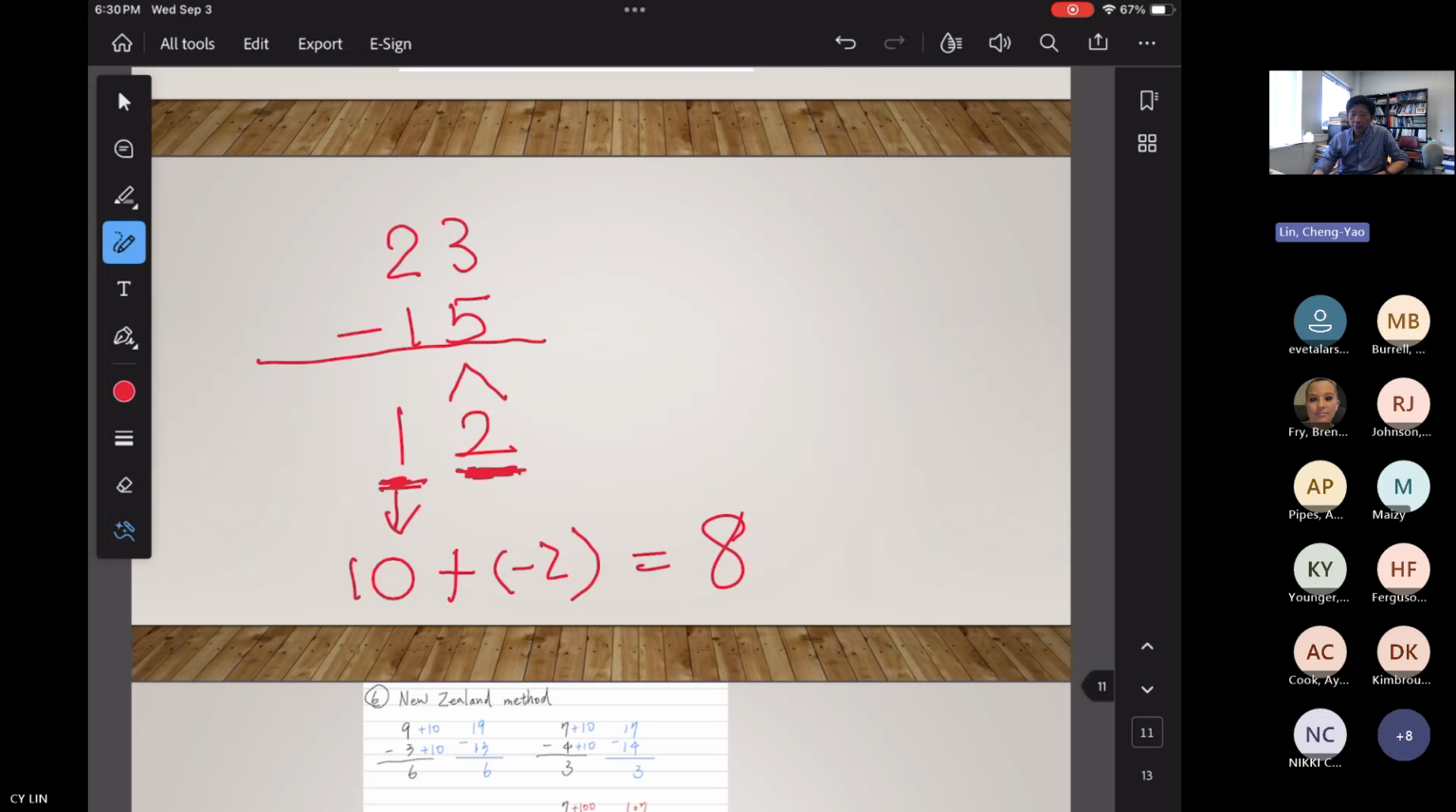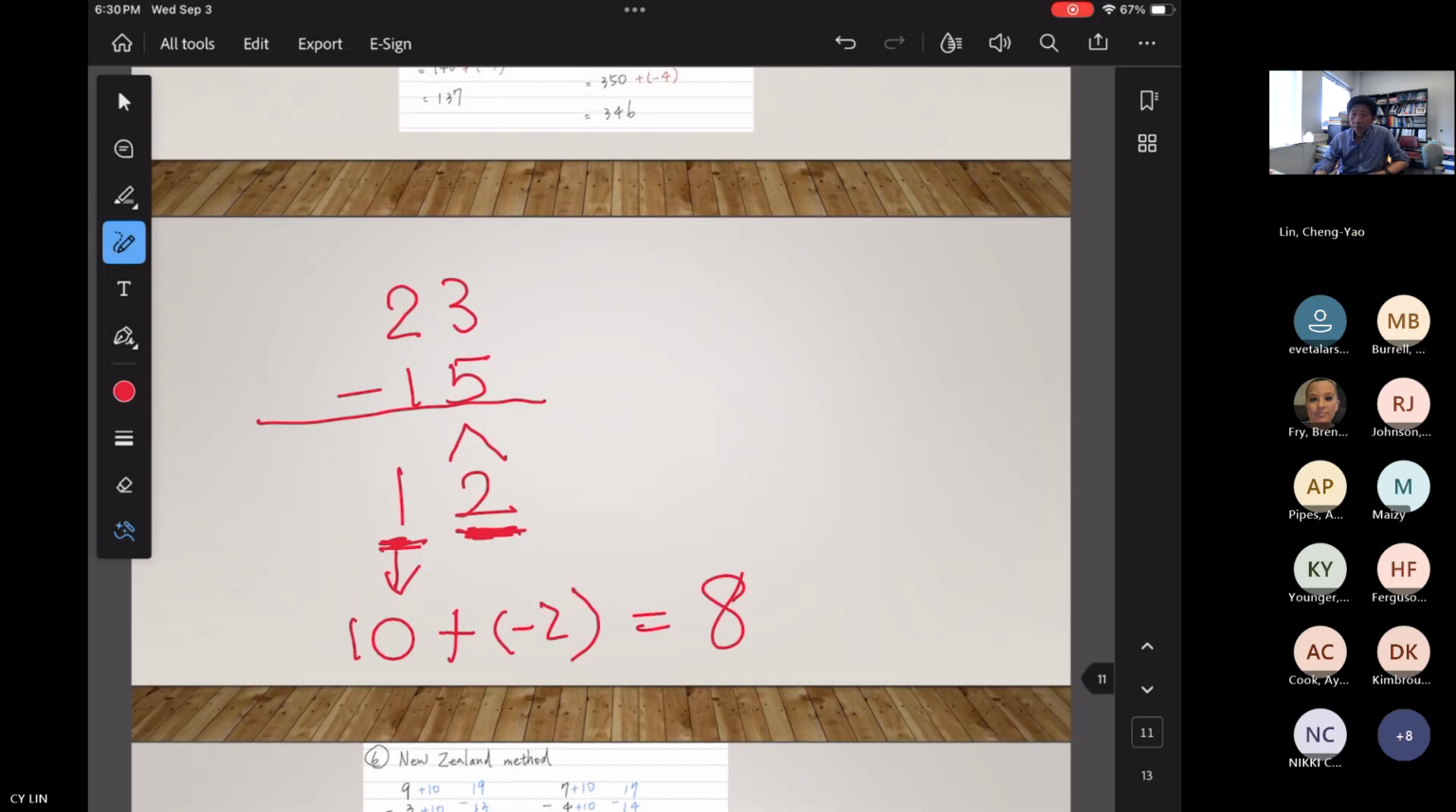Can we do another one for not enough? 24 minus 17. Can you do this one? If not enough, put on a cap. All right. 4 minus 7, enough or not enough? Not enough. Not enough for how many? 3. So I put cap 3.